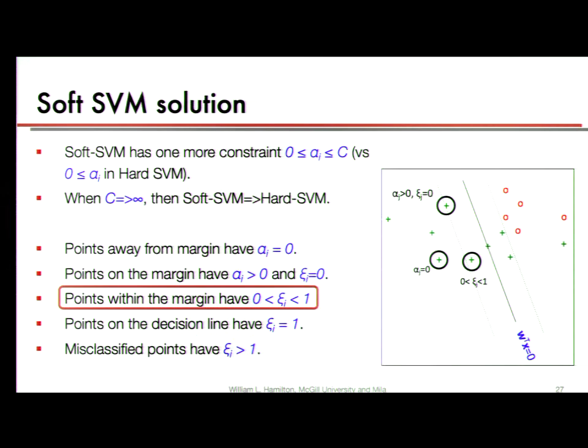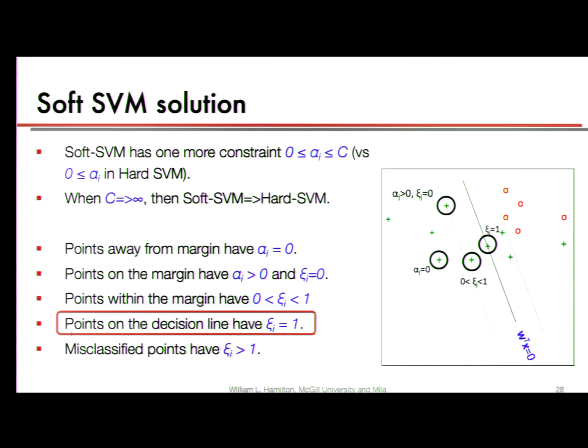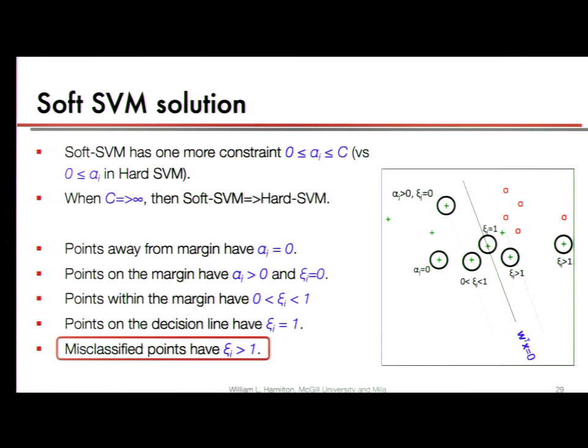So these are points where we actually have a non-zero slack variable. In particular, our slack variable for these, so how much we're kind of wrong, is between 0 and 1. If we happen to have a point right on the decision boundary, which is never going to happen but conceptually could, we would have a zeta I equal to exactly 1. And anything that's misclassified, on the wrong side of the decision boundary, is going to have a zeta I greater than 1.